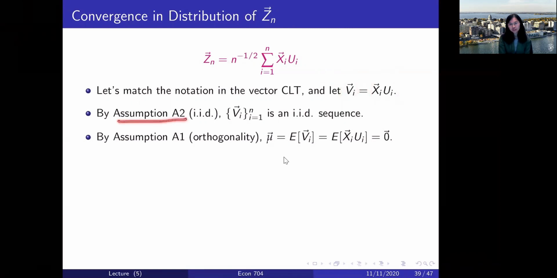From assumption A2, that's the IID sampling assumption, this vi vector across i is IID. So we got IID down, that's not a problem. And from assumption A1, the orthogonality assumption, we know the population expectation of the v vector equals E of x vector times u. That is 0. That is a 0 vector.